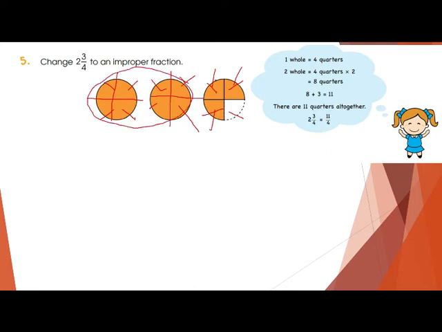And how many shaded areas are these? 3. So it will be 11. There are 11 quarters altogether. How can you write it in the form of an improper fraction? It will be 11 upon 4.